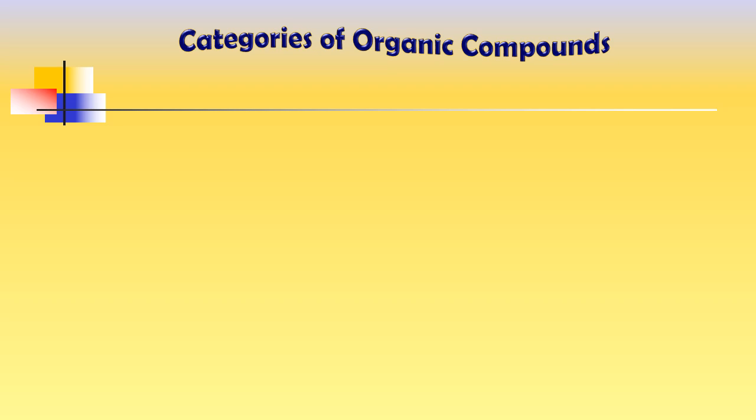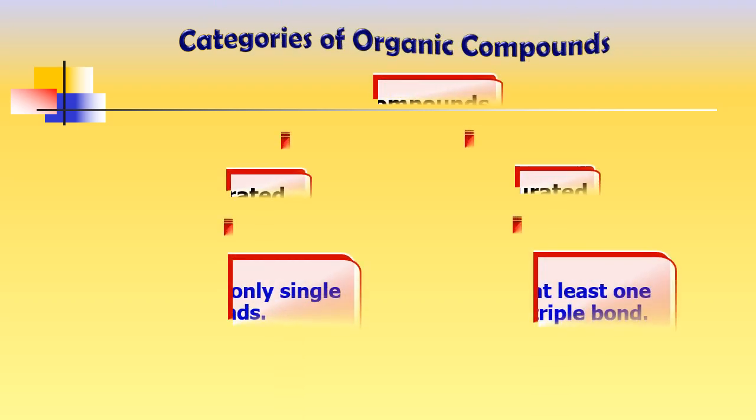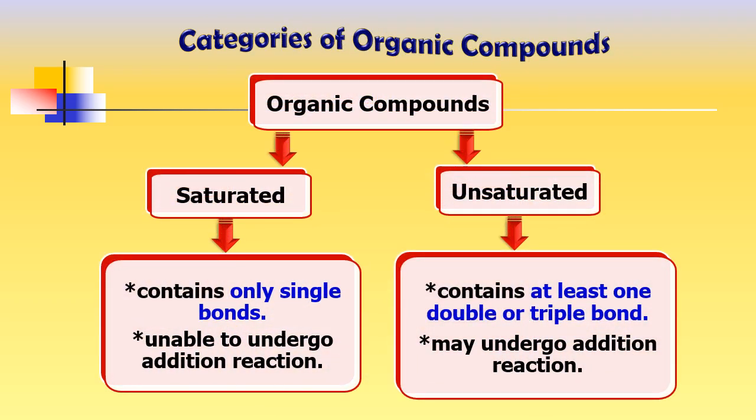Organic compounds may be categorized as saturated or unsaturated compounds. Saturated compounds contain only single bonds, thus unable to undergo addition reaction. For unsaturated compounds, they may contain double or triple bonds, which allow them to undergo addition reactions.